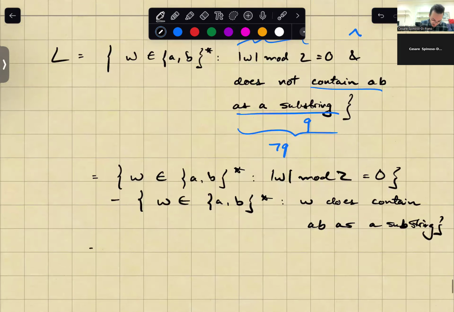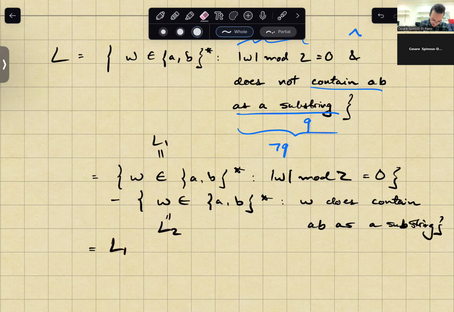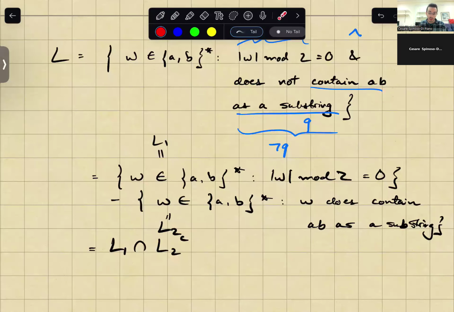Well, this is also the same as, let's just convert the difference to the intersect with the complement. If this is L1 and this is L2, then I have L is equal to L1 intersect L2 complement. And I know that regular languages are closed under the complement because you just swap the accept states with non-accept states and the non-accept states with accept states. And I know that regular languages are closed under the intersection because you can do the product construction.